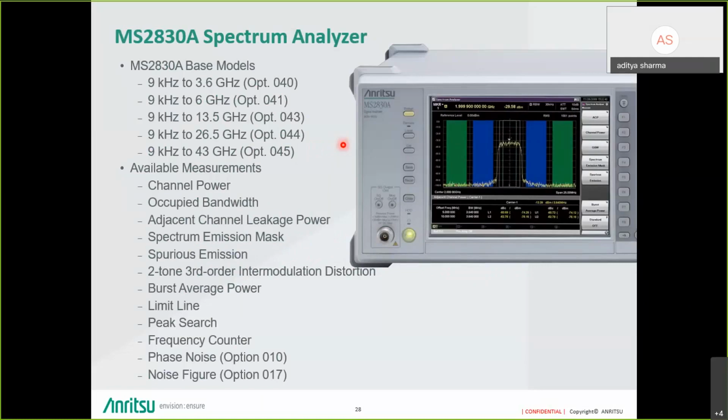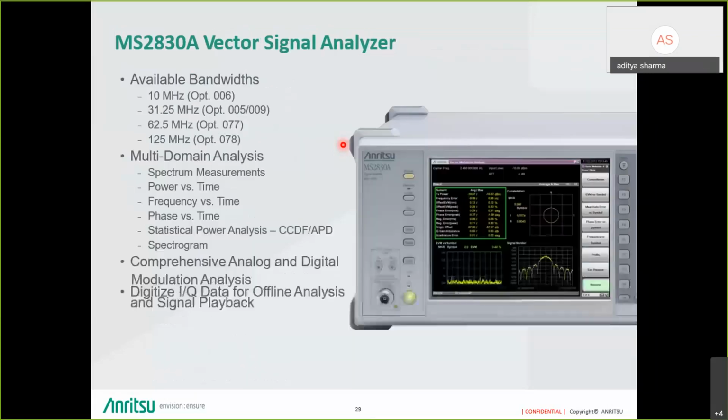The spectrum analyzer covers all the basic measurements, which are channel power, occupied bandwidth, ACPR, spectrum emission mask, spurious emission, intermodulation distortion, limit line, peak search, frequency counter, phase noise, and noise figure measurement. All this can be done using the spectrum analyzer. Along with that, it also has the facility of giving the customer vector signal analysis.